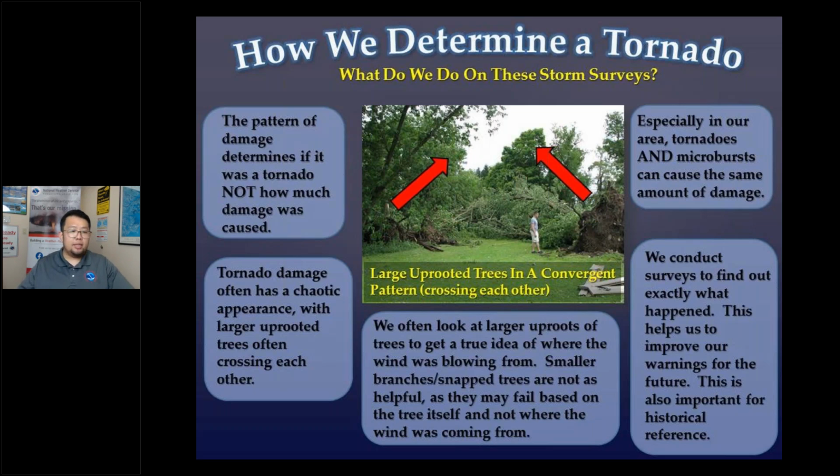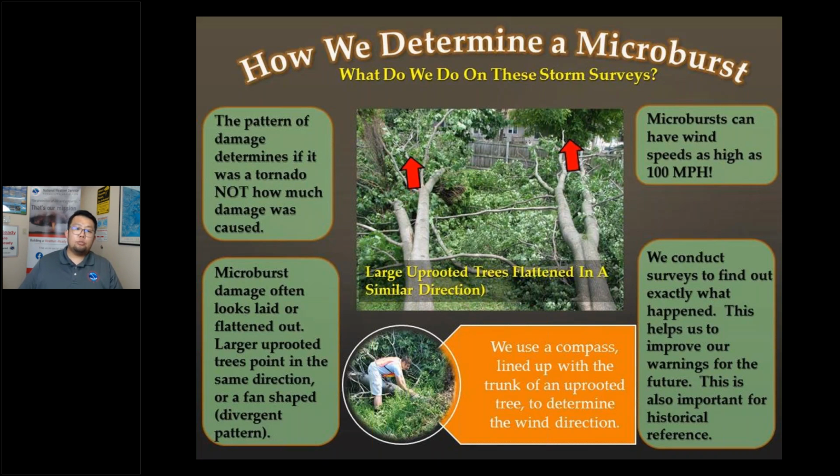Things are uprooted. Things are just kind of out of place. Again, think of the Tasmanian devil when you're watching Looney Tunes or something. This little guy just comes through and causes all types of havoc. There's no organization. Things just spread out everywhere. That's a difference between tornado damage and straight line wind damage.